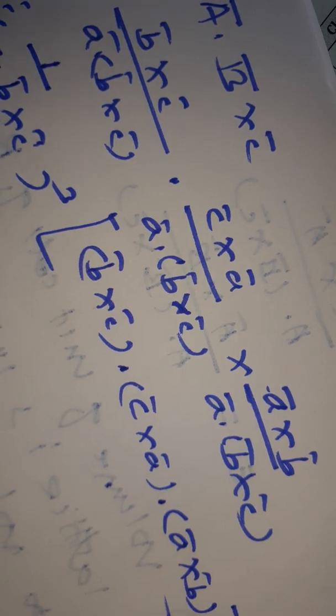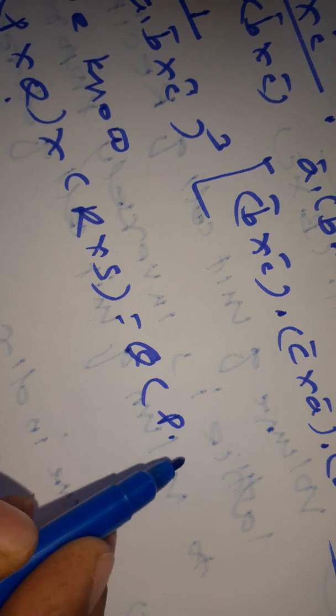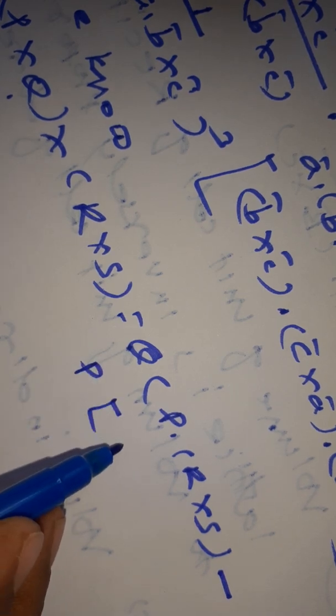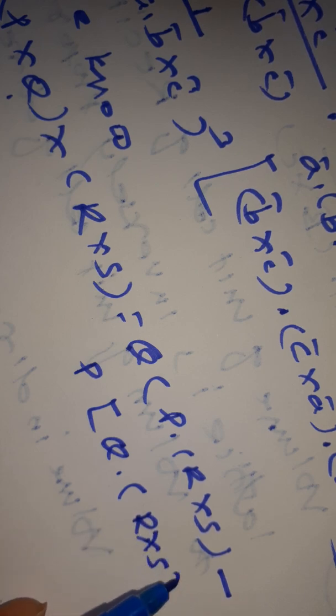So we know there is a relation: P cross Q cross R cross S is equal to Q in bracket multiply by P dot R cross S, minus, you take the common P, Q, R cross S.